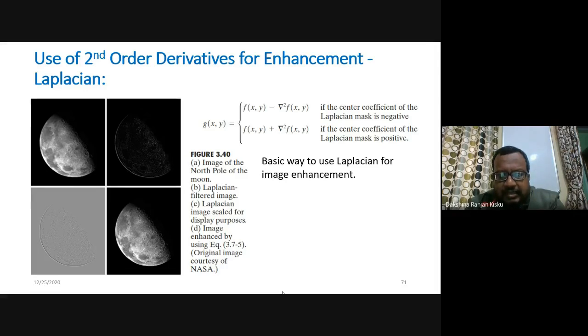Both expressions can be used to highlight the gray edges found embedded in the dark background, and these two expressions give two different forms of output images, which can be seen in this slide. Here you can see an example. We are using an input image, and we get the Laplacian filtered image, and in the third image we can see the Laplacian image scaled for display purposes, and the last image shows the image enhanced by using the operator.